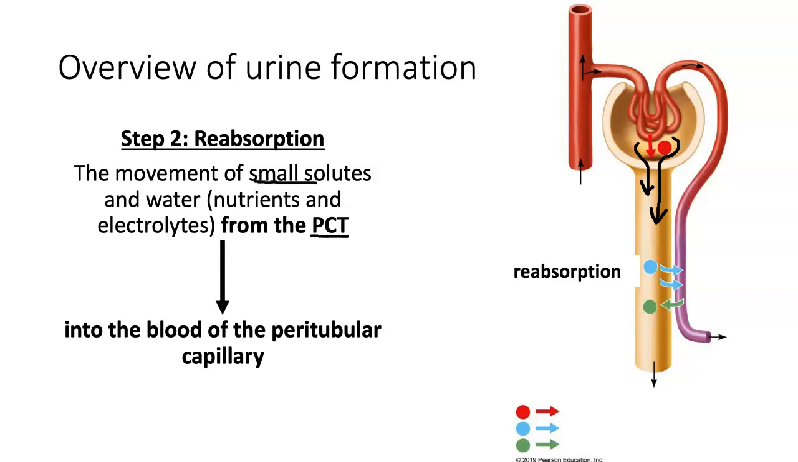is take some of the small solutes and the water that we don't want to get rid of, right? Because some of those solutes are nutrients like glucose and amino acids, various electrolytes and water. We don't want to get rid of all of that. And so what we do is we move it from the proximal convoluted tubule back into the blood of the peritubular capillary, and that step is known as reabsorption.